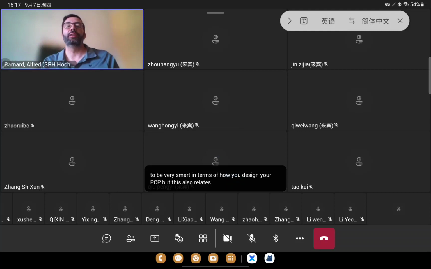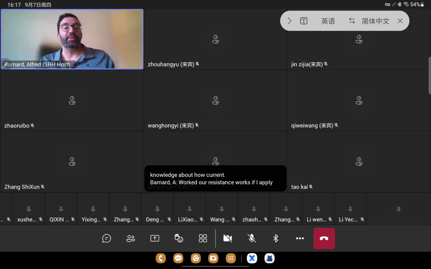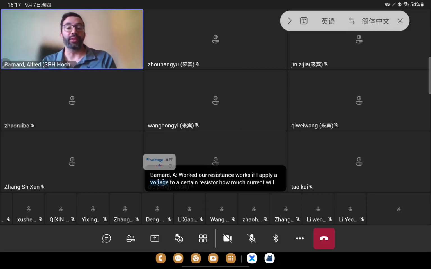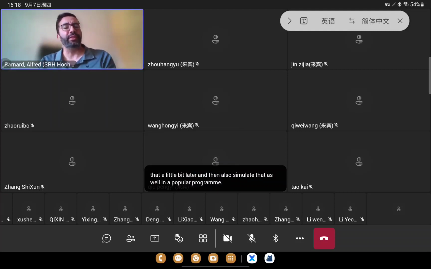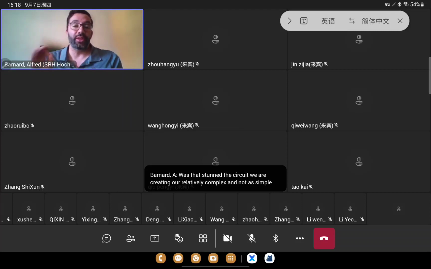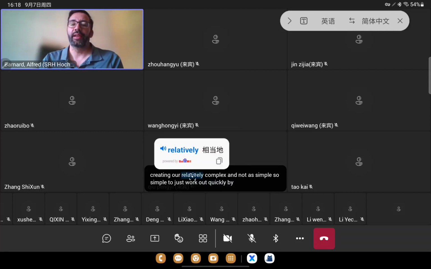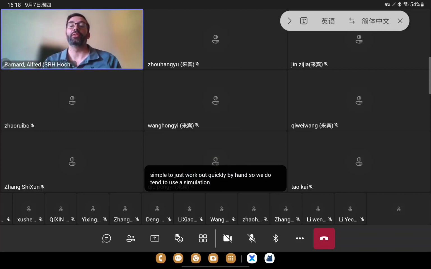But this also relates to our general electrical engineering knowledge about how current works, how resistance works. If I apply a voltage to a certain resistor, how much current will flow through that branch? We'll look at all that a little bit later, and then also simulate that in a computer program. Because lots of times the circuits we are creating are relatively complex and not so simple to just work out quickly by hand. So we do tend to use simulation software to help us out.